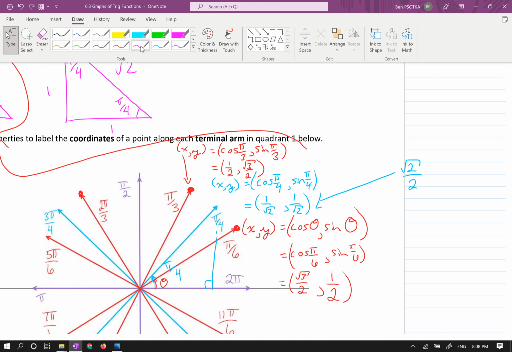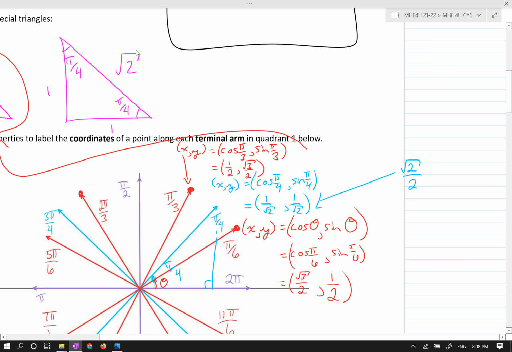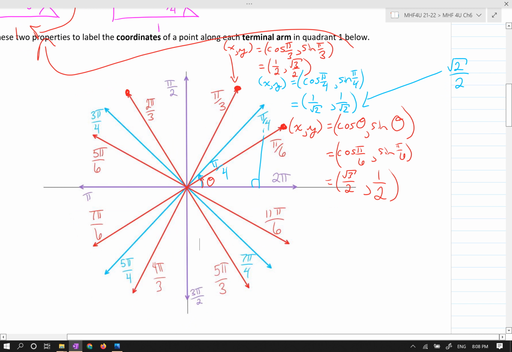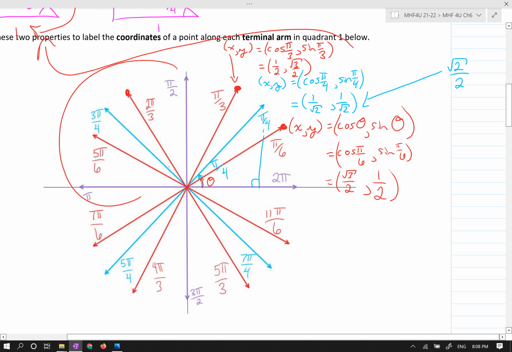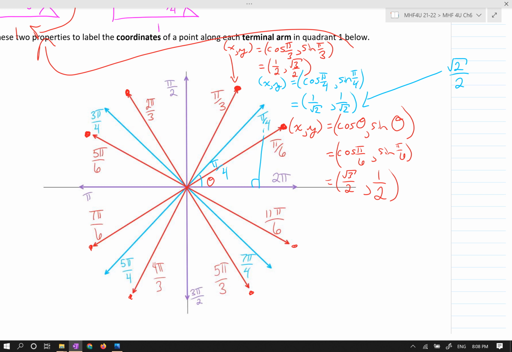Now, if we've done as much as we've done so far, we could, if we wanted to, continue with this as we worked into quadrant 2. And we could evaluate our special angles for all of these points in quadrant 2, and then in quadrant 3, and then in quadrant 4. Now you might say, okay, hang on, Mr. Pasatka, that seems like an awful lot of work. And you know what? It is. If you want to go ahead and do that, by all means, go for it.